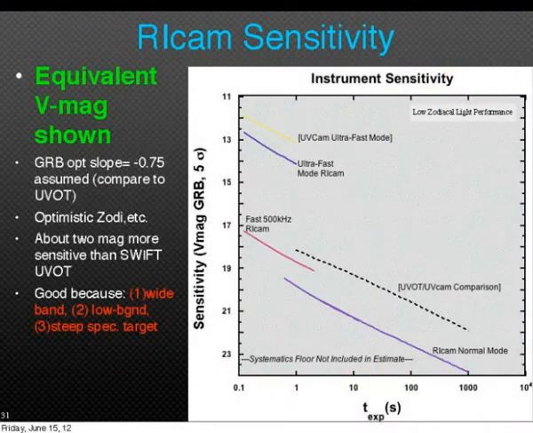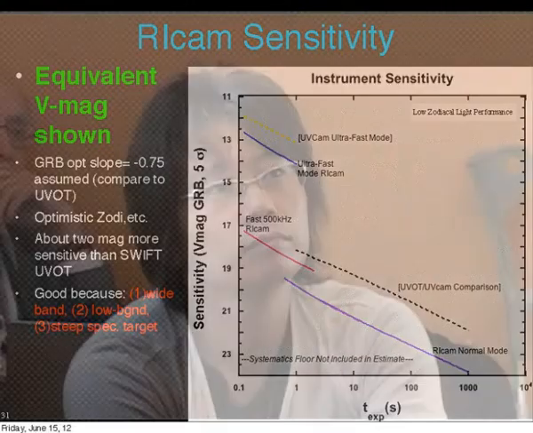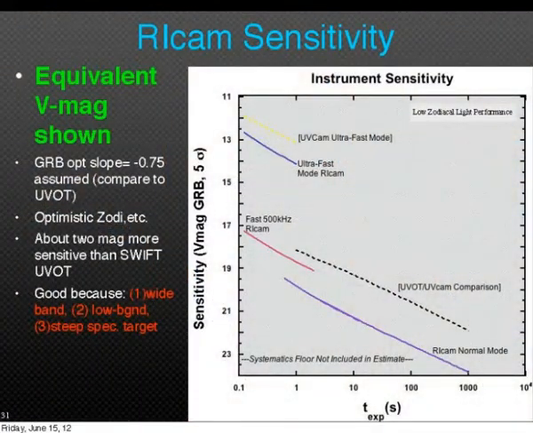So I have some very optimistic sensitivity estimates here. If we can continue our exposure up to 100 seconds, which is not clear depending on the pointing, we could get way down here. These are equivalent V magnitudes, assuming a constant slope, way down past 20 magnitude in these very rapid exposures.